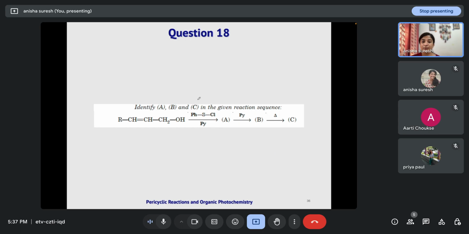Now coming to the next question. Identify A, B and C in the given reaction sequence. This is the starting material. It is treated with thiophenyl chloride in the presence of pyridine, giving an intermediate A, which upon treatment with pyridine will give B, and that will undergo a thermal reaction giving C. So please try to work it out.